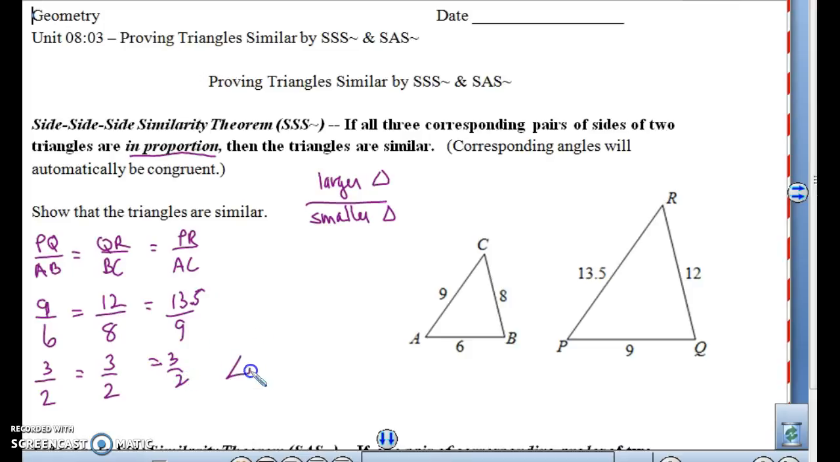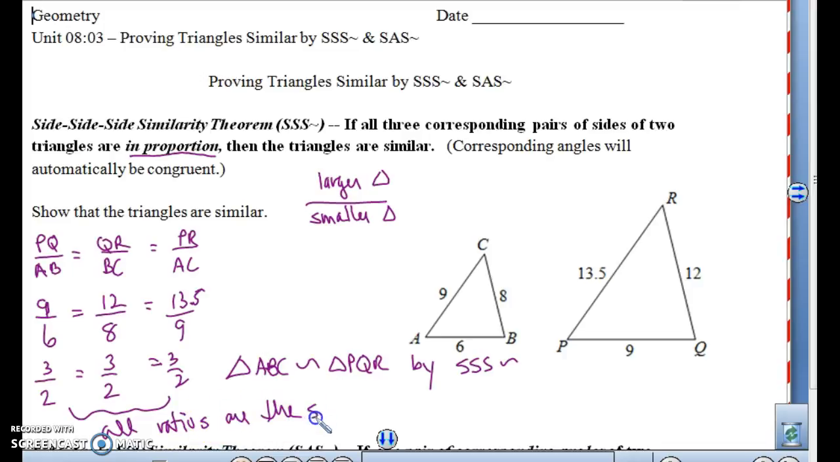So triangle ABC is similar to PQR. Notice I said the order correctly. By side-side-side similarity, because all the ratios are the same. These sides are in proportion. So these three sides are in proportion, so the triangles are similar by side-side-side similarity.